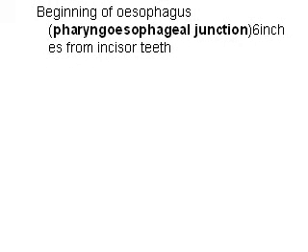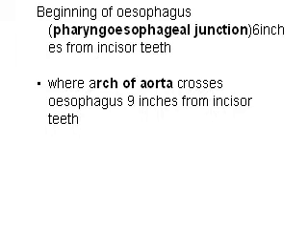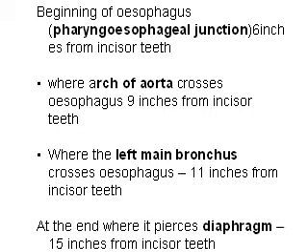There is another description of the constrictions of the esophagus. Number 1, beginning of the esophagus, which is at the pharyngoesophageal junction, 6 inches from the incisor teeth; where the arch of aorta crosses the esophagus, 9 inches from the incisor teeth; where the left main bronchus crosses the esophagus, 11 inches from the incisor teeth; and at the end where it pierces the diaphragm, 15 inches from the incisor teeth.